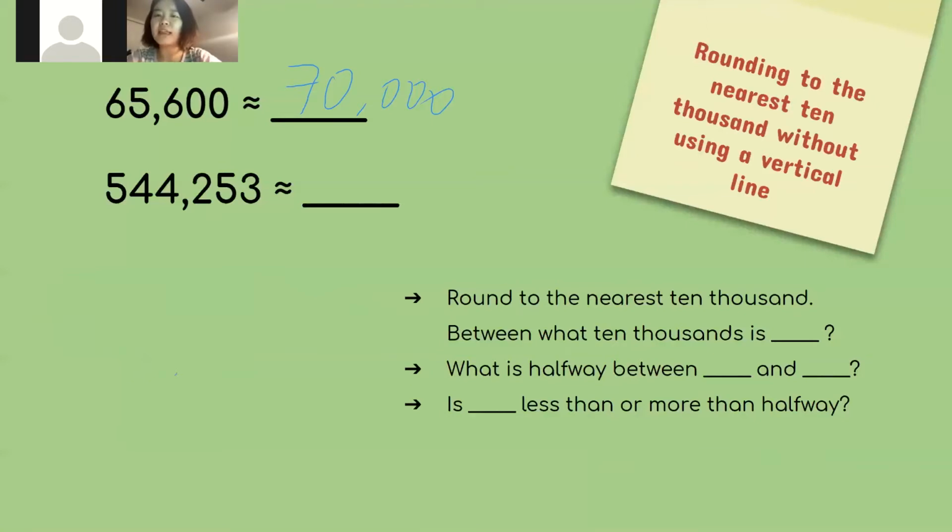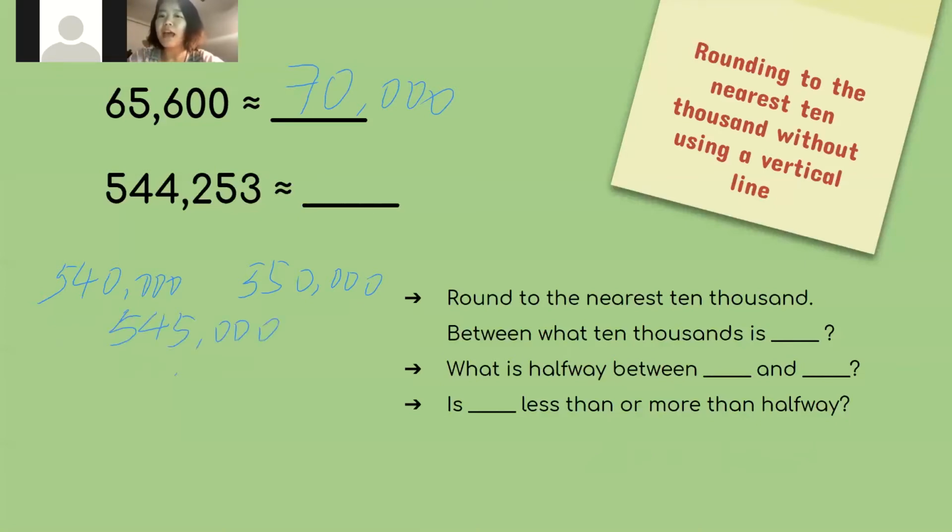Okay, and our second number, 544,253. So when we round this to the nearest 10,000, between what two 10,000s is 544,253? The answer is 54 10,000 and 55 10,000. So what is the halfway between 540,000 and 550,000?